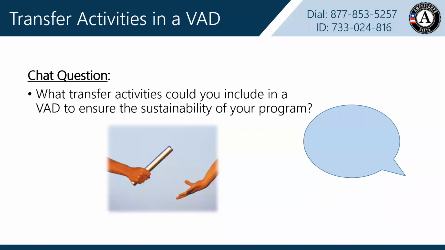So I'm just wondering, what do you have your VISTA members do in this transfer section to ensure the sustainability of your program? We're going to ask you to go ahead and put this in the chat box. Let us know what kind of things you might add or address and change in your VAD to make sure that there's a transfer of the activities.